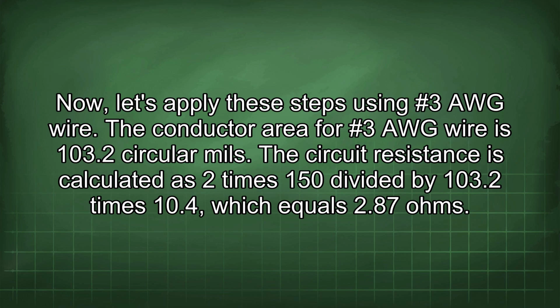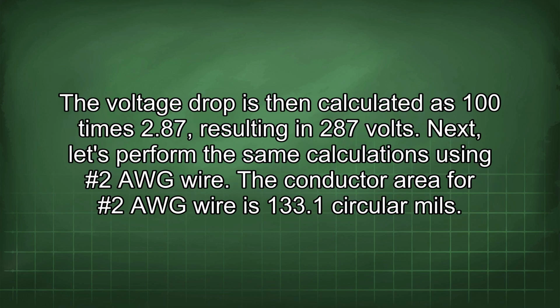The conductor area for #3 AWG wire is 103.2 circular mils. The circuit resistance is calculated as 2 times 150 divided by 103.2 times 10.4, which equals 2.87 ohms. The voltage drop is then calculated as 100 times 2.87, resulting in 287 volts.